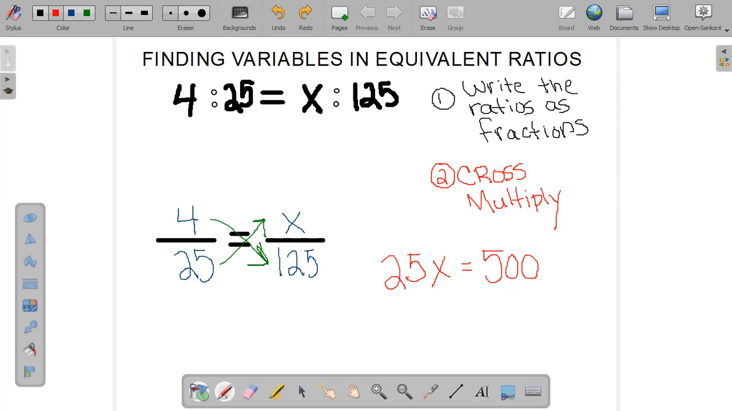Now we have our last step. So we write the ratios as fractions, then we cross multiply, and the final step is to divide. D-I-V-I-D-E. You want to leave x over here. We want to know, Larry, what is x? So to find out what x is, we're going to have to divide both sides by the number next to the variable. Larry, what's the number next to the variable? 25. So we're going to divide both sides by 25.